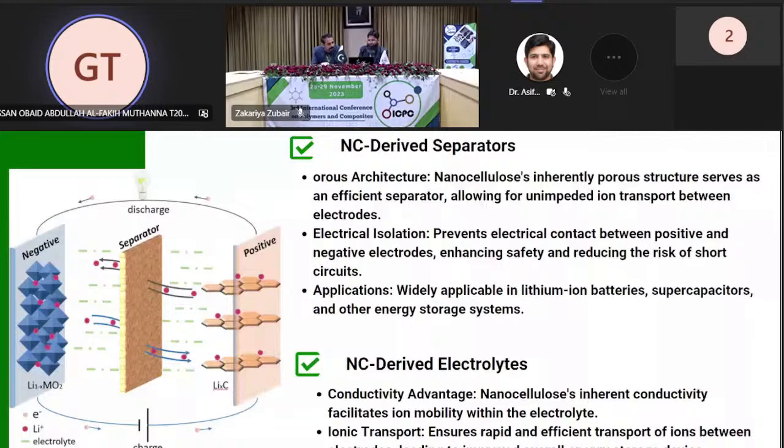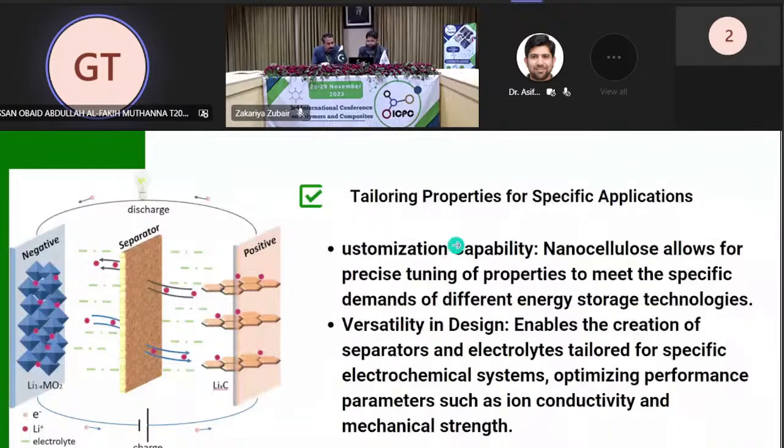Okay, now let me also re-emphasize the ease of tailoring properties for specific applications. Thanks to its tunability, nanocellulose allows for precise tuning of properties to meet the specific demands of different energy storage technologies. Versatility in design enables the creation of separators and electrolytes tailored for specific electrochemical systems, and also optimizes performance parameters such as ion conductivity and mechanical strength.